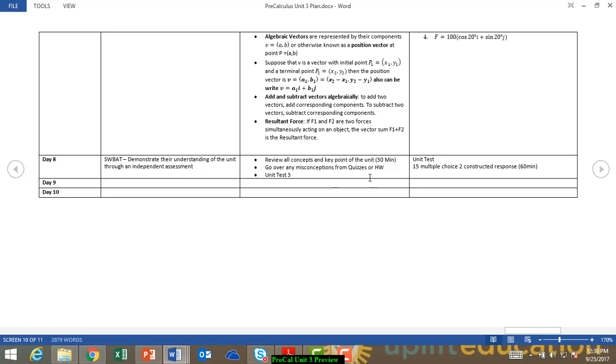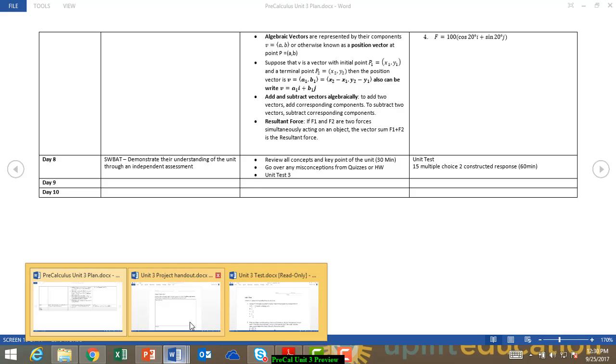So the Unit 3 test should be 2 parts, multiple choice and constructed response, same fashion as the CA and any test going forward. Let's go ahead and look at the project handout.